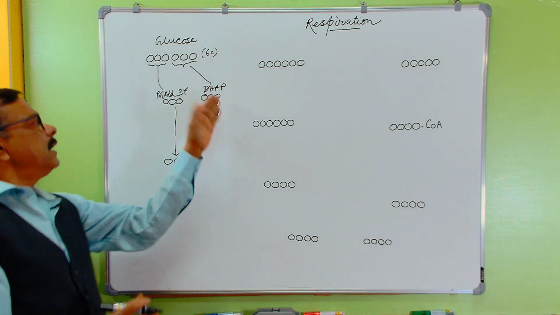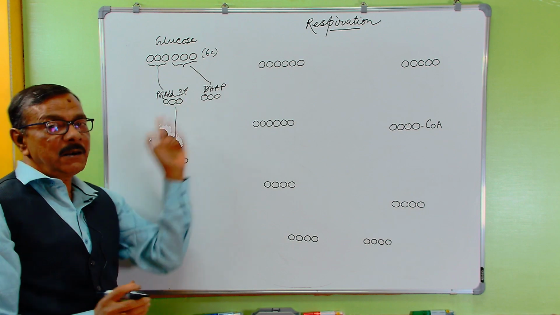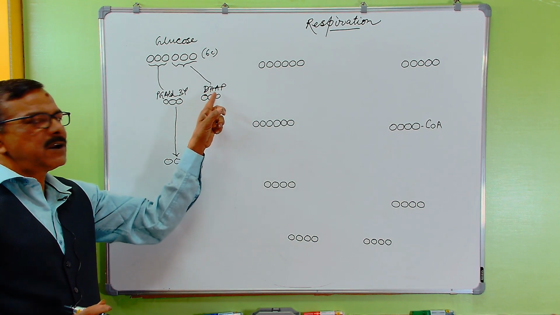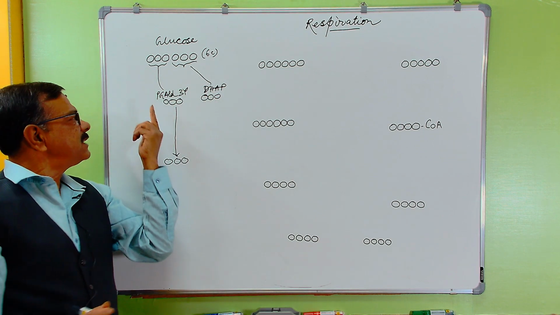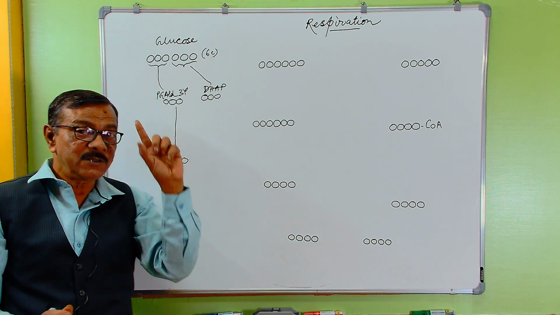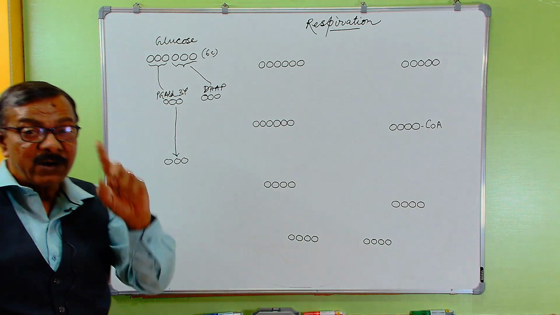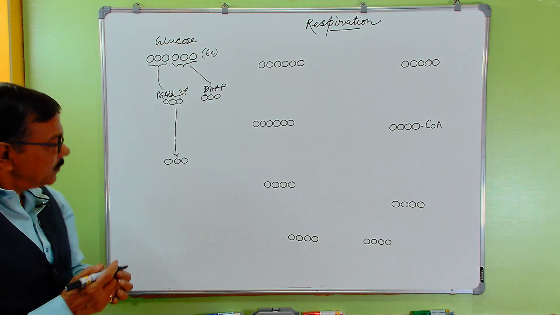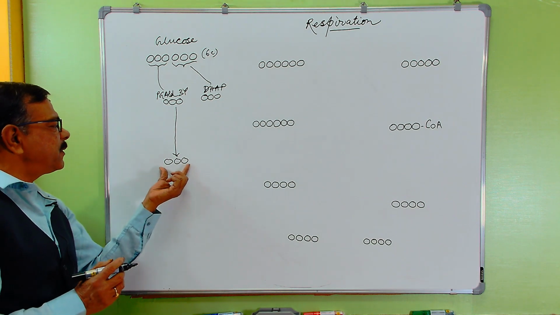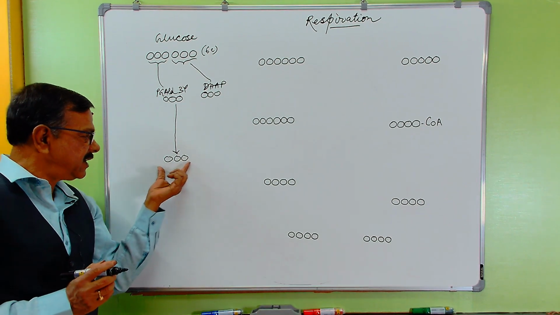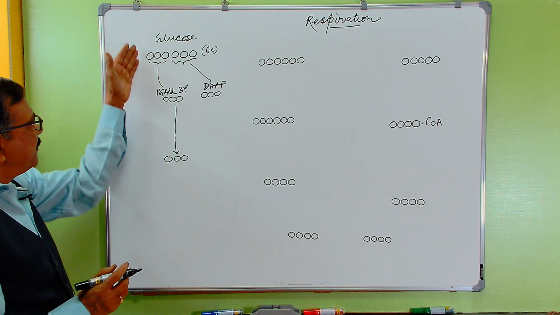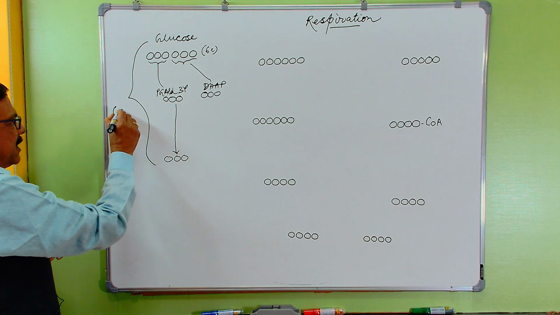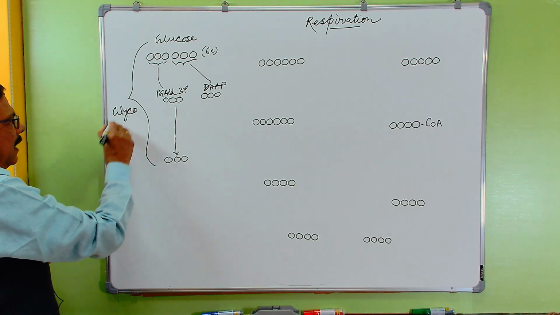I told you the other day that dihydroxyacetone phosphate can be converted to phosphoglyceraldehyde with the enzyme known as triose phosphate isomerase. So there are 2 PGALD. Those 2 PGALD have actually produced 2 pyruvic acid. It is a 3 carbon compound. Now up to this is known as glycolysis.